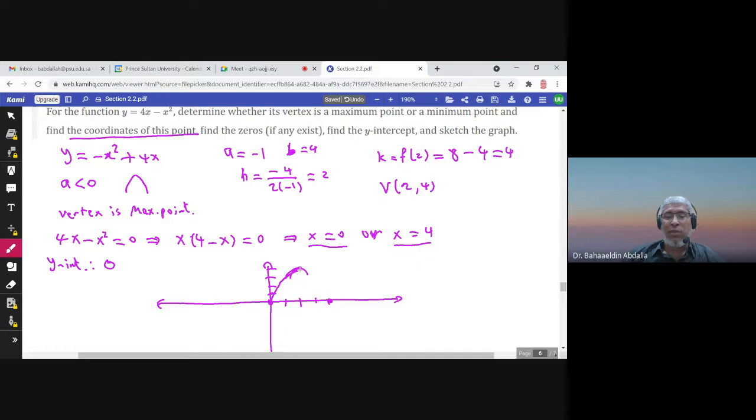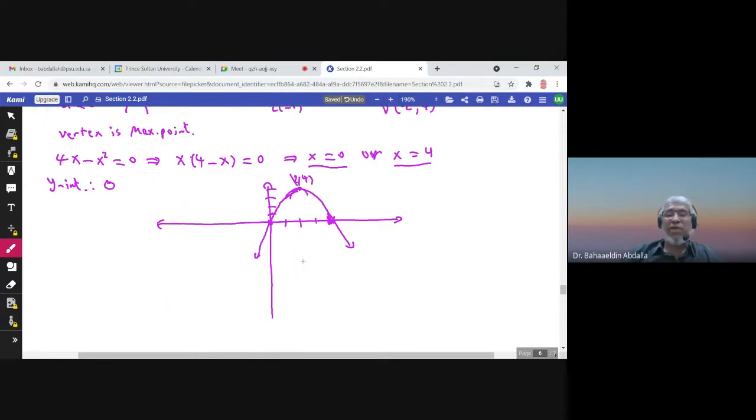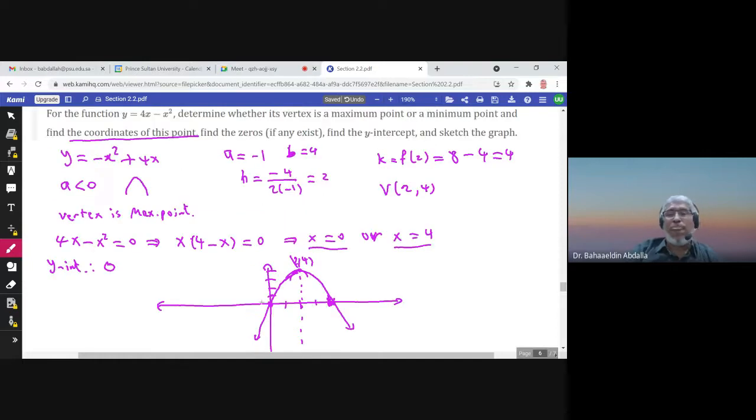All right. And it continues like this. So the y-intercept is also 0, the x-intercept is 0, so everything is fine. And the vertex here is the maximum point, which is 2 and 4. And the equation of the axis of symmetry, he did not ask, but the equation is x equals 2.